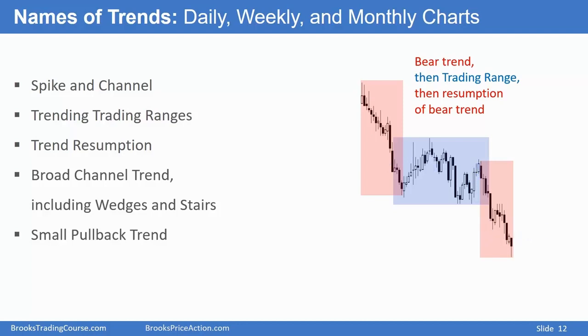Is it a broad bear channel? Well, not really. You can argue that this is a broad bear channel, but to me, this is more of a strong breakout, trading range, and then another strong breakout. Is it a small pullback bull trend? No, this pullback is too deep for this to be a small pullback bull trend. I would call this a spike and channel bear trend. If you want, you can call it a trend resumption bear trend.